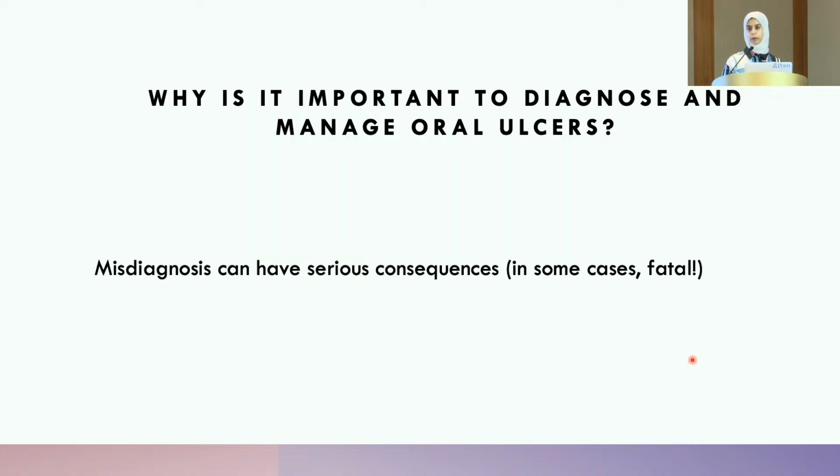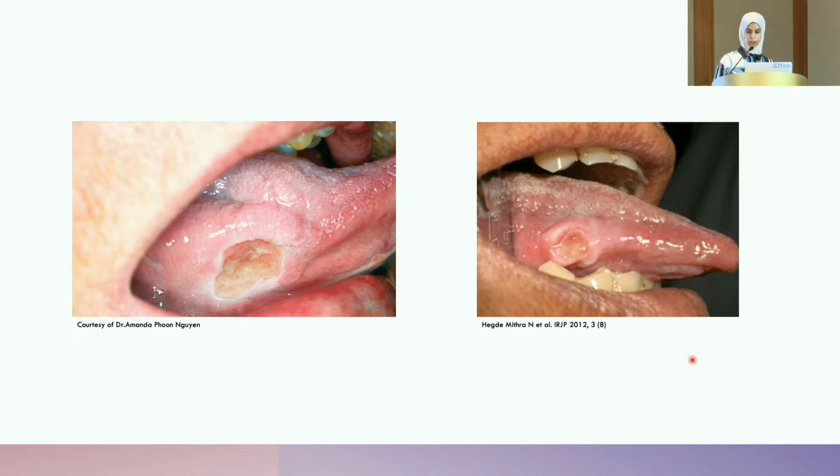Another really important reason we want to be able to diagnose and manage oral ulcerations correctly is because similar lesions can have different impacts on the well-being of our patients depending on the diagnosis. So misdiagnosis can have really serious consequences. In some cases, this can be fatal. And this is what I mean when I say misdiagnosis can have serious consequences.